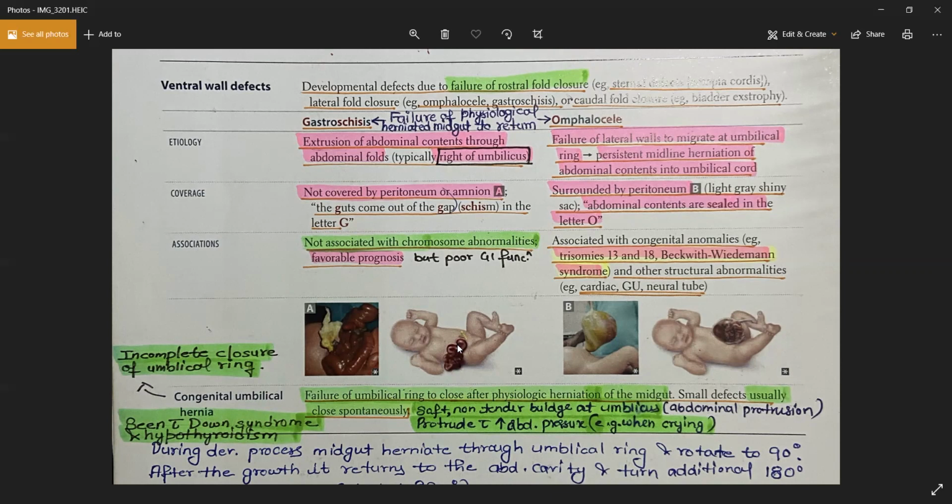Failure of the lateral fold closure at the right side of the umbilicus can lead to gastroschisis. Failure of lateral walls to migrate at the umbilical ring can lead to omphalocele. For gastroschisis, you do not have any covering. For omphalocele, you have a peritoneal covering. The prognosis is very favorable for gastroschisis because it has no associations. For omphalocele, it has many associations like trisomies 13, 18, and Beckwith-Wiedemann syndrome. That's why the prognosis can never be very favorable. Okay, so any doubt?